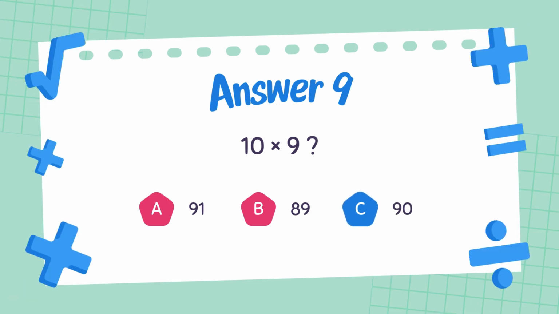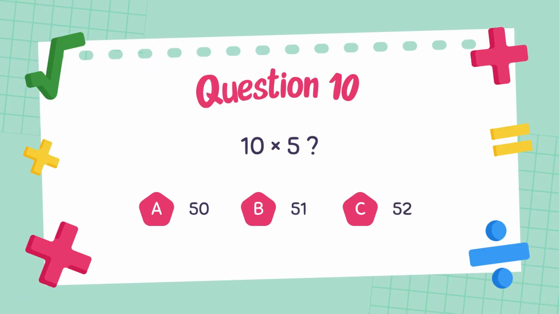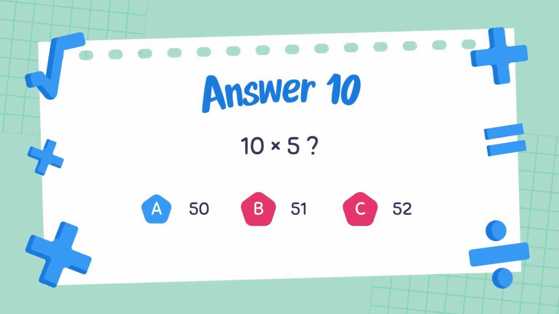Incredible. Question 10. What is 10 times 5? Is it A, 50, B, 51, or C, 52? The answer is A, 50.